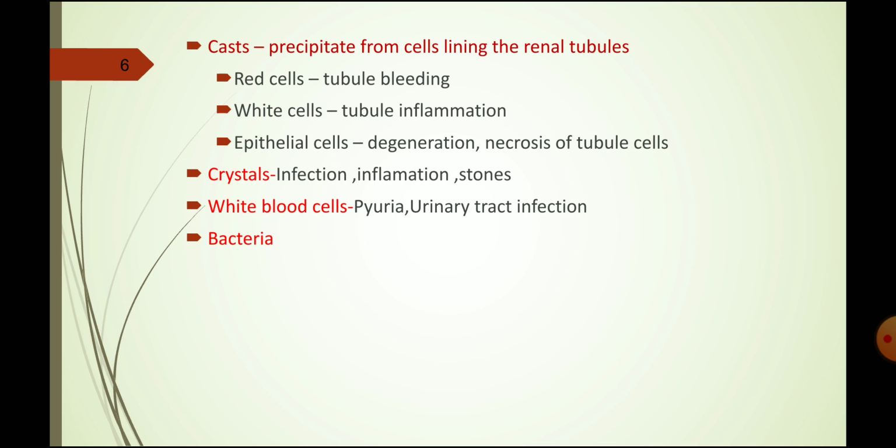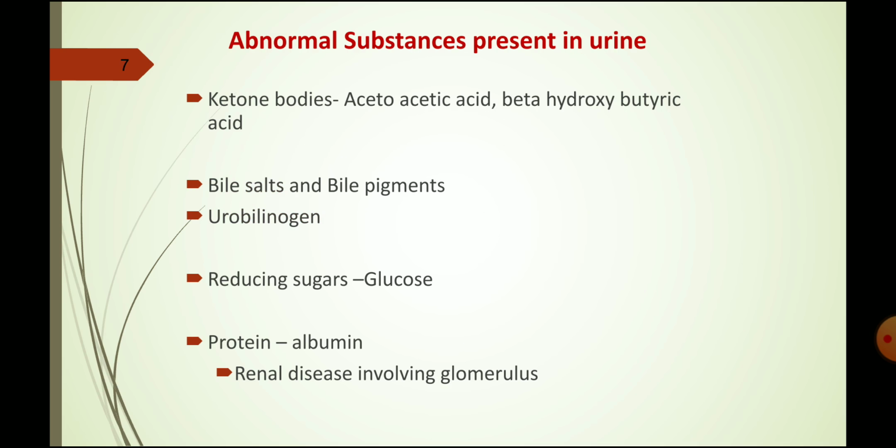Then white blood cells are also seen in the urine. That is usually seen in pyuria, urinary tract infection, that is, any infection in the urinary tract, and also bacteria if there is any bacterial infection. Okay. Now, abnormal substances present in the urine, you have done all these things. I am not going into detail.